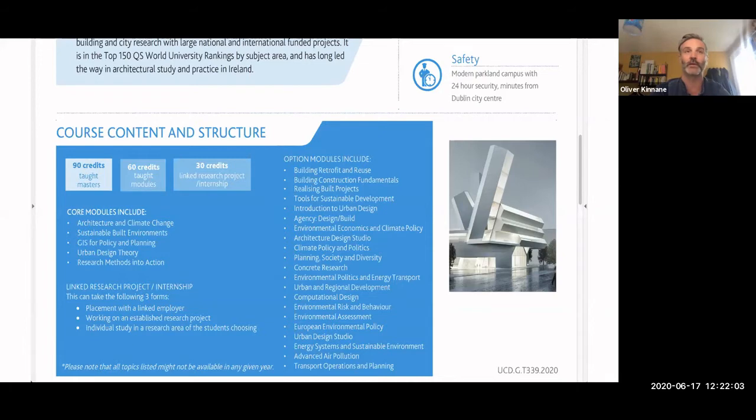a placement with a linked employer who you identify, or working on an established research project, of which we have many within the School of Architecture, Planning and Environmental Policy, a number of prestigious European and national research projects. So you will join a research group working with data on those projects. Or else you can undertake an individual study in a research area of your choosing, with an identified supervisor.